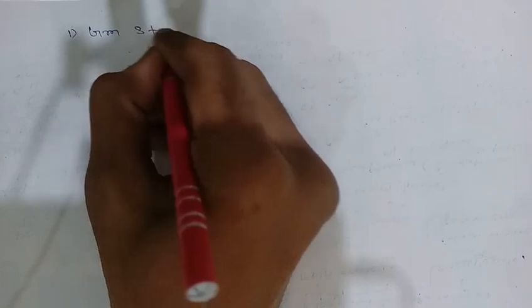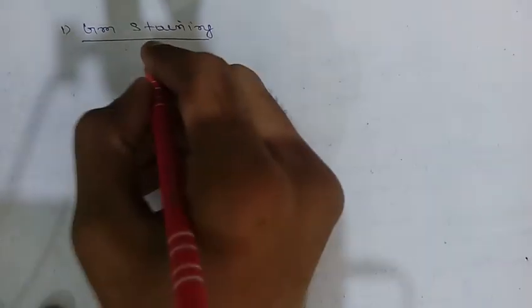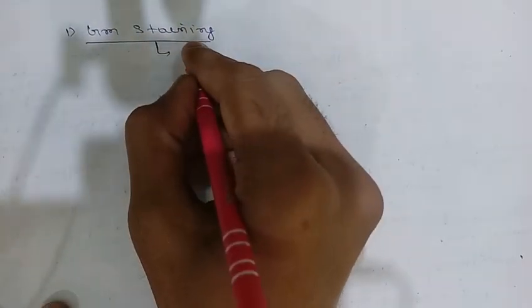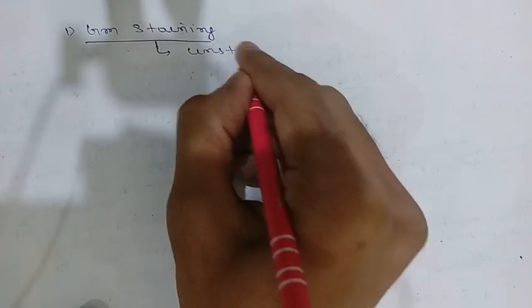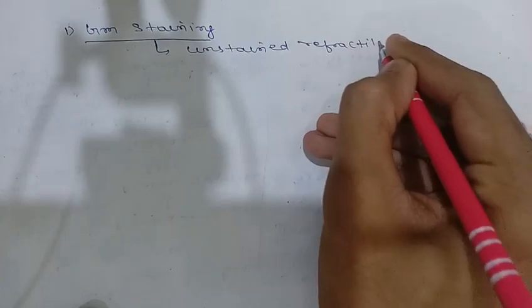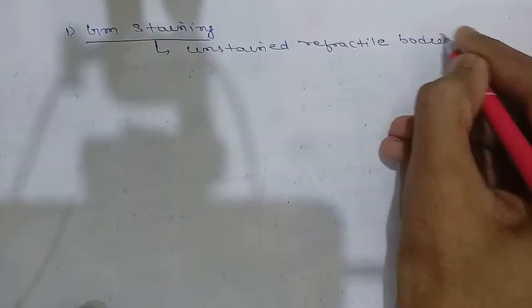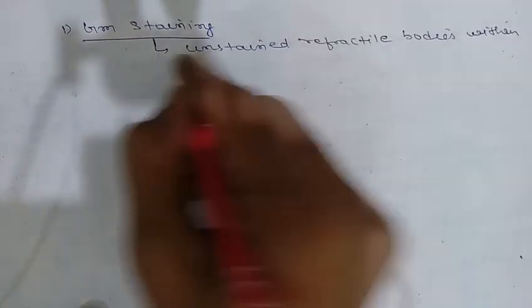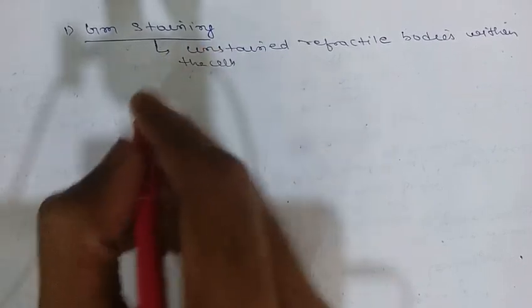The demonstration of spores is first by the simple Gram staining method. By using Gram staining, you can demonstrate spores. Spores appear as unstained refractile bodies within the cells. Clear? In Gram staining.